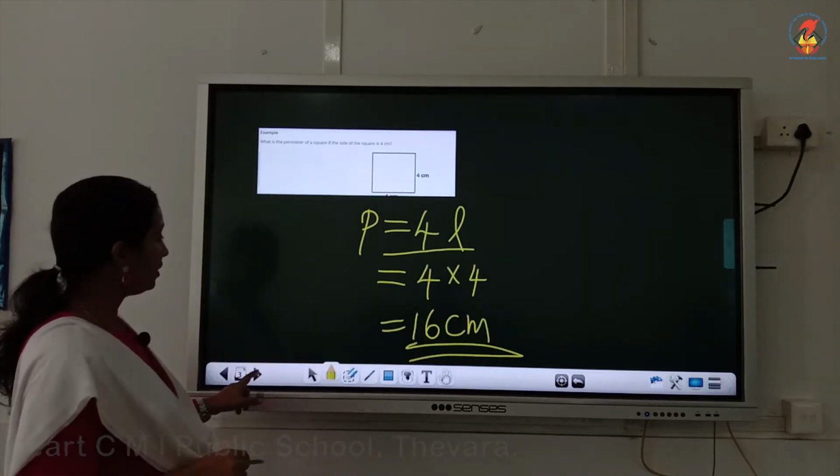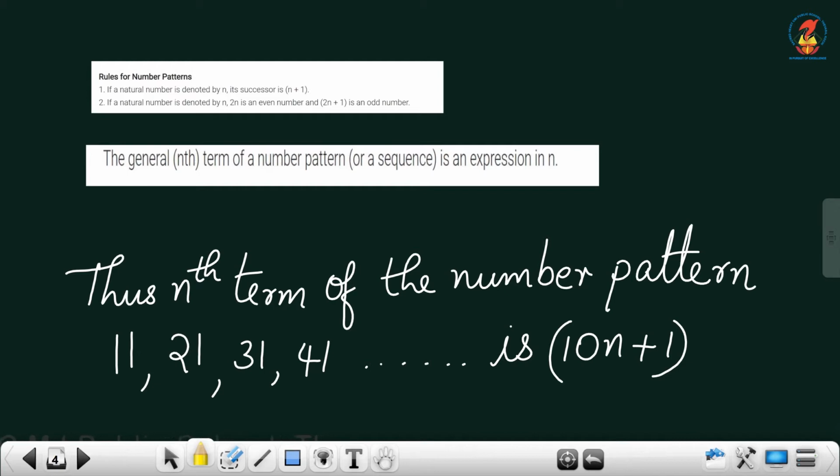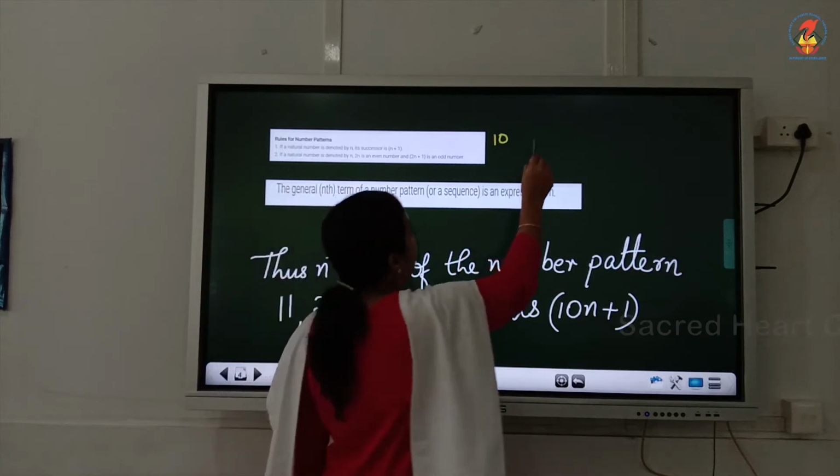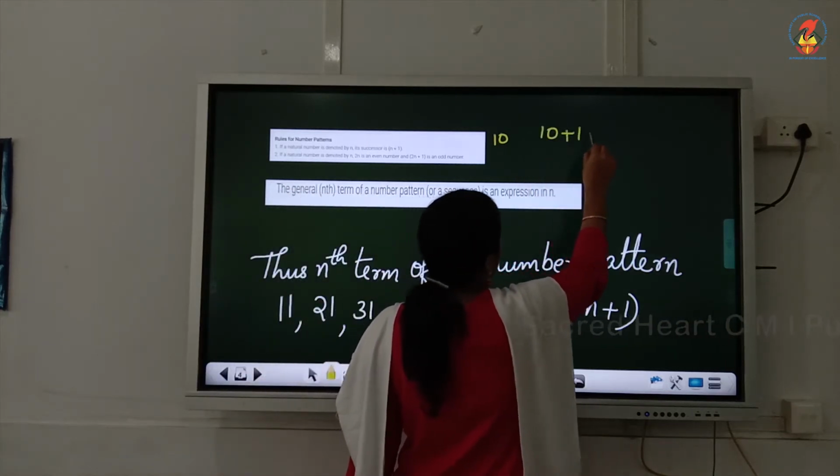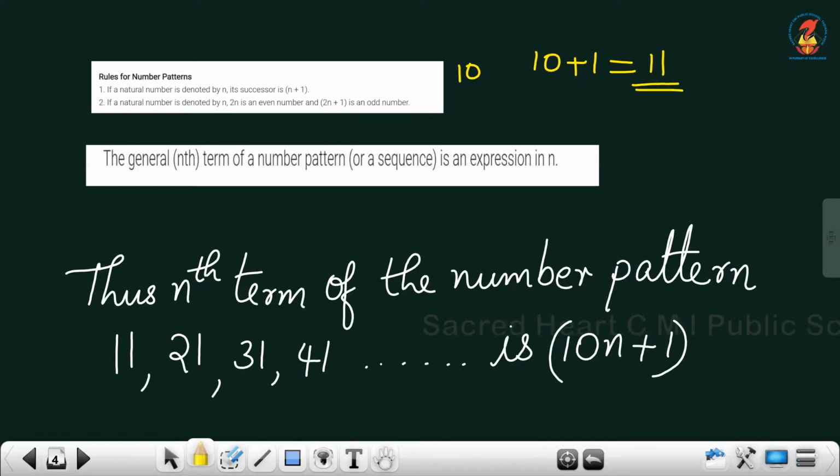Okay. Now there are some rules for number patterns also. Now look at the first rule, children. If a natural number is denoted by n, then its successor is n plus 1. Just take one example. Suppose a natural number 10. What is the successor of 10? 11. That means what? 10 plus 1 is equal to 11. Okay, so how you can generalize it as, if a natural number is denoted by n, then its successor will be n plus 1.